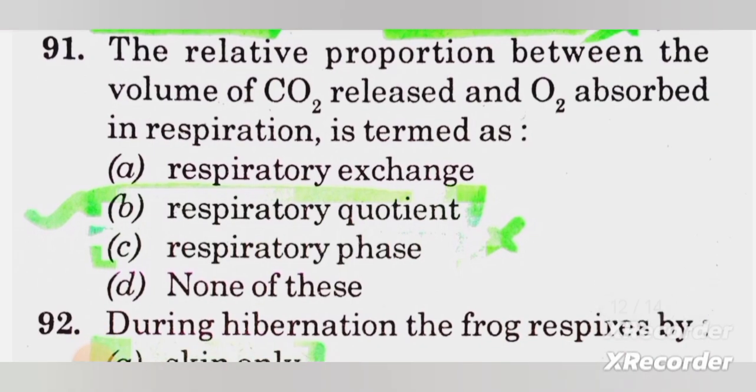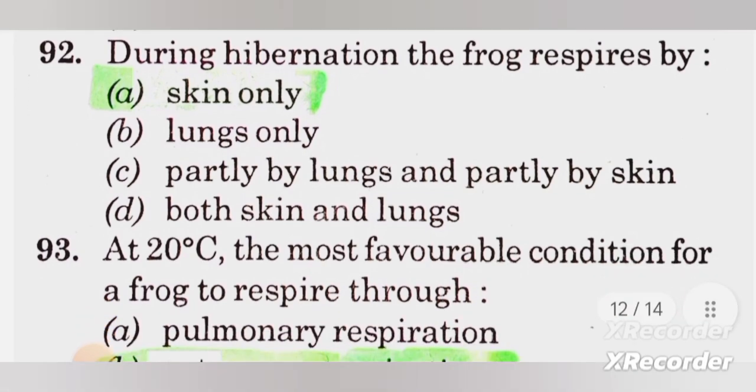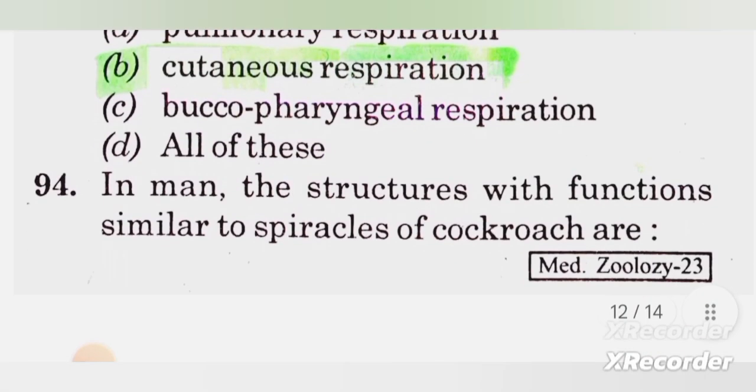Next, 91. The relative proportion between the volume of carbon dioxide released and oxygen absorbed in respiration is termed as answer B, respiratory quotient. Next, 92. During hibernation, the frog respires by answer A, skin only. 93. At 20 degrees Celsius, the most favorable condition for a frog to respire through answer B, cutaneous respiration.